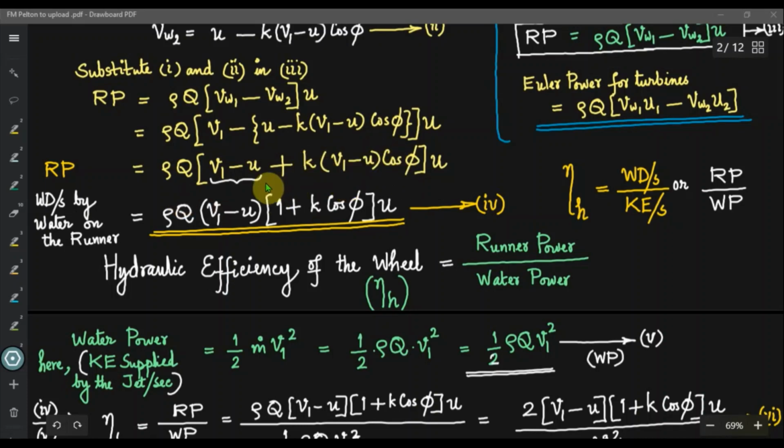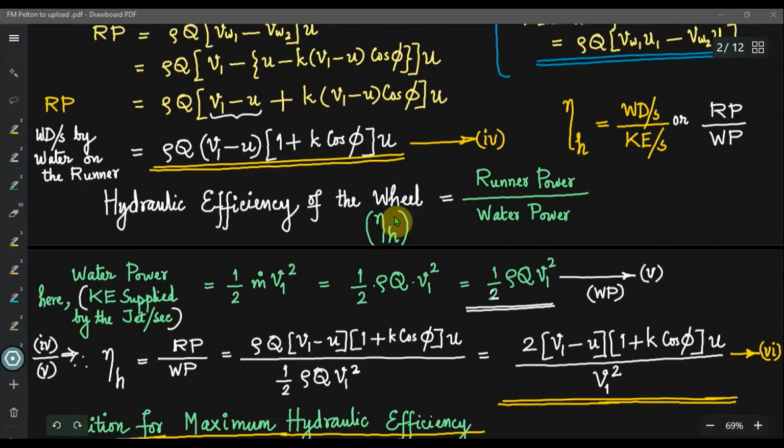Now within the bracket you can take V1 minus u common. If you take V1 minus u out of the bracket, you will get rho Q into (V1 minus u), then within the bracket what will remain? 1 plus k cos phi, then multiplied by u outside. So this is an important expression for evaluating the runner power or theoretical Euler power, that represents the work done per second by water on the runner: rho Q into (V1 minus u) into (1 plus k cos phi) into u.